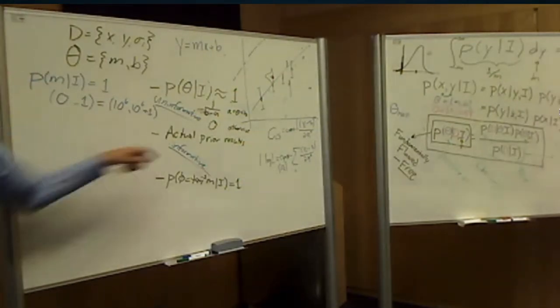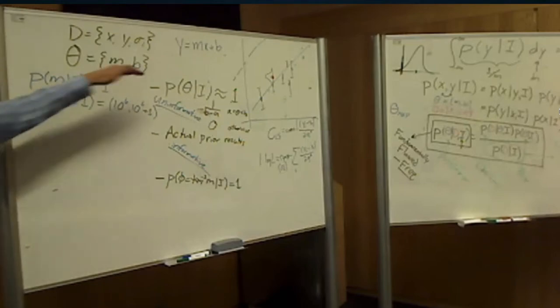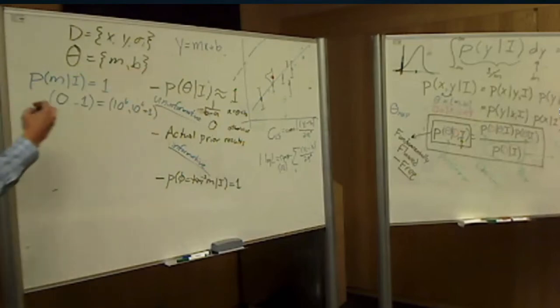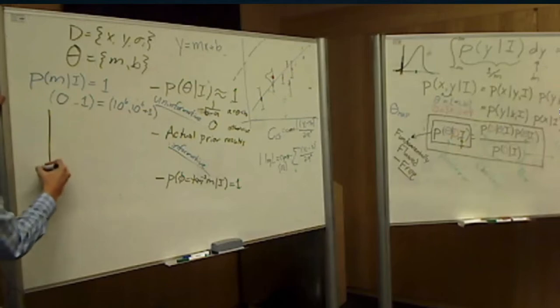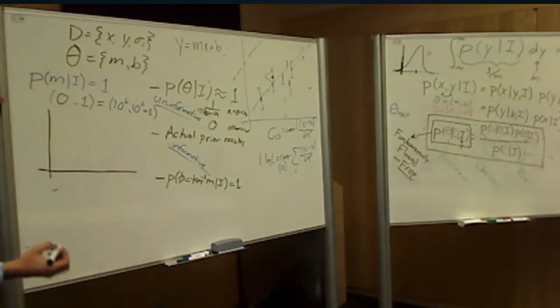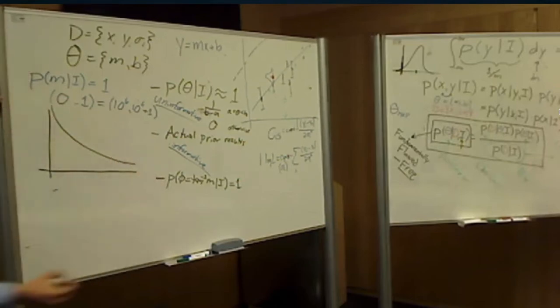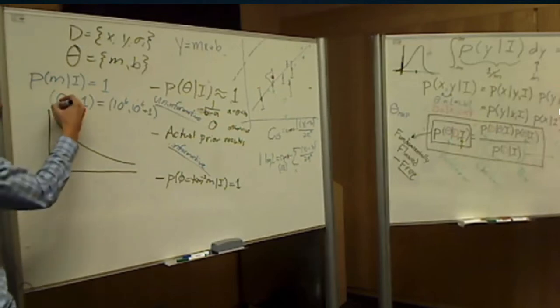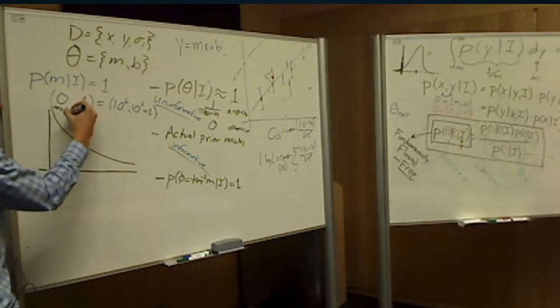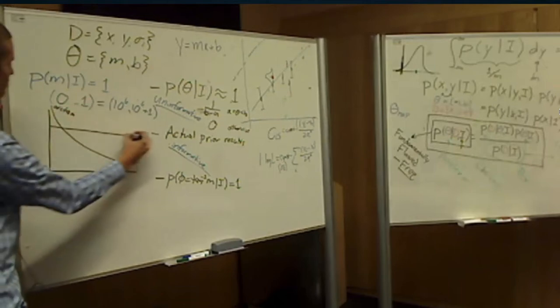In practice, though, we argue about all these priors. Let's take a look at this. What does the arctan look like? I've got to draw arctan. It's something like this, right? Let's just pretend the arctan looks like that. So this is the arctan prior, and this is the flat prior.